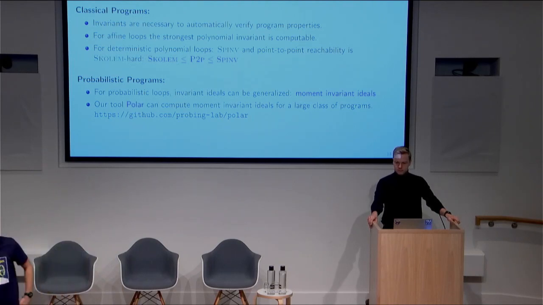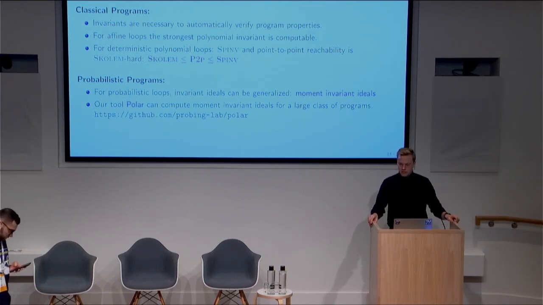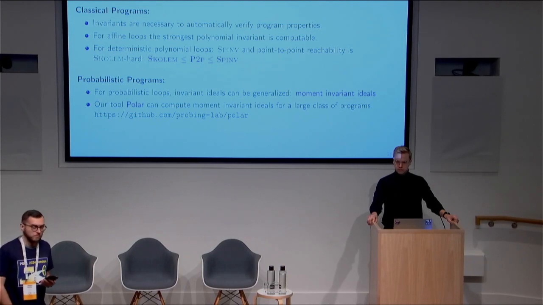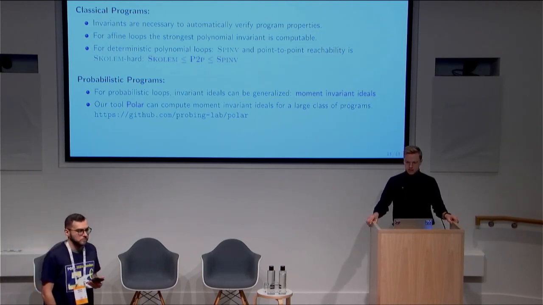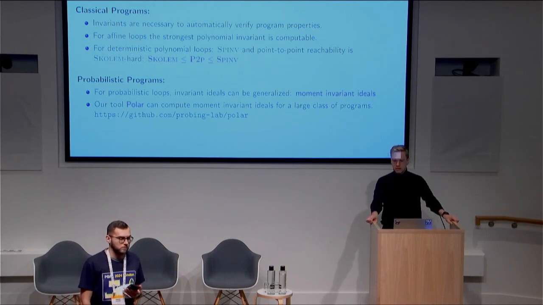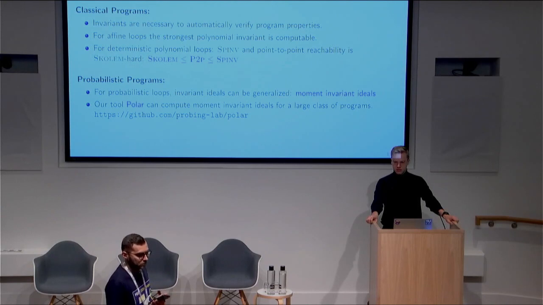So for this reduction from Skolem to point-to-point to invariant generation, does this just say that if Skolem is undecidable, then so are the other two, or is it also making a complexity theoretic claim? It's also complexity theoretic. Yeah. So it's a polynomial time reduction? Yes. Okay, so then whatever the complexity of the first is. Yes. Thank you.